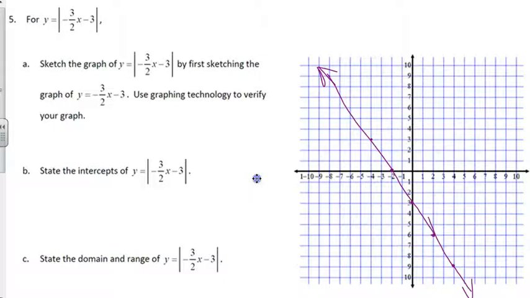Use technology to verify graph. Oh, now we got to, so I guess we have to sketch the absolute value as well. So for the absolute value graph, we are going to take any of these negative values. So that 3, this 6, this 9. Okay, we're going to reflect this part. And there's the absolute value, right? So this red. So just do the whole thing in red. So there's the absolute value.